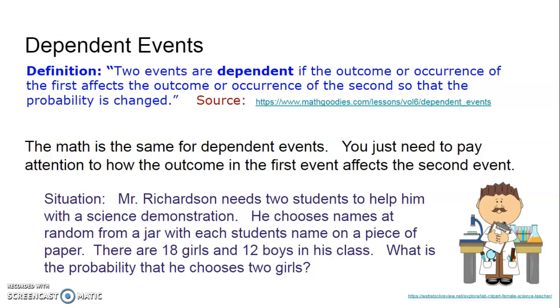So let's say we have this situation here. Mr. Richardson needs 2 students to help him with a science demonstration. He chooses names at random from a jar with each student's name on a piece of paper. There are 18 girls and 12 boys in his class. What is the probability that he chooses 2 girls? Well, what makes this one dependent is once he chooses a name, he's not going to replace that name because he doesn't want to choose the same student again. So since he's not going to replace that name, it's going to change the total number of students. And if he does pick a girl the first time, it's going to change the number of girls.